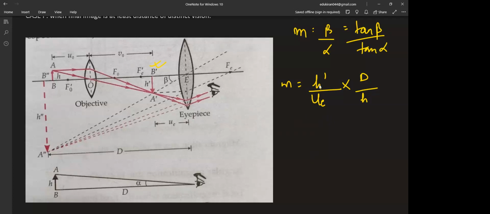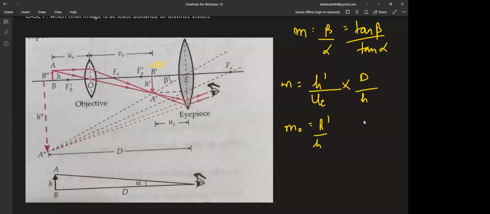So we can write this as h dash by ue into d by h. Now one more thing, magnification of objective lens. We know this is already h dash by h. What is h dash? H dash is height of image. So we know magnification is height of image by height of object.